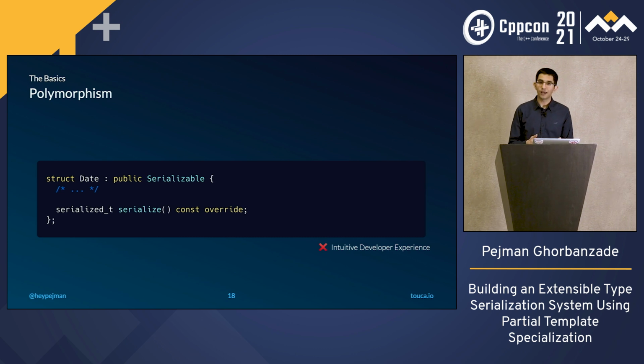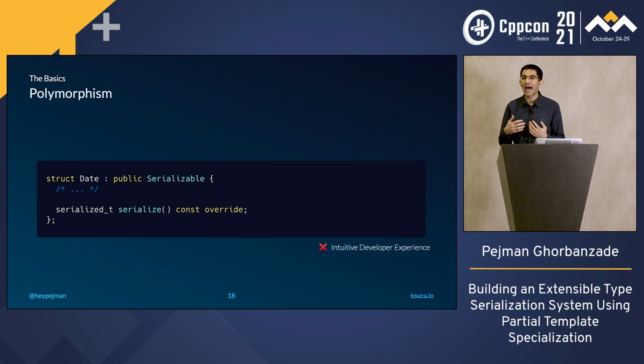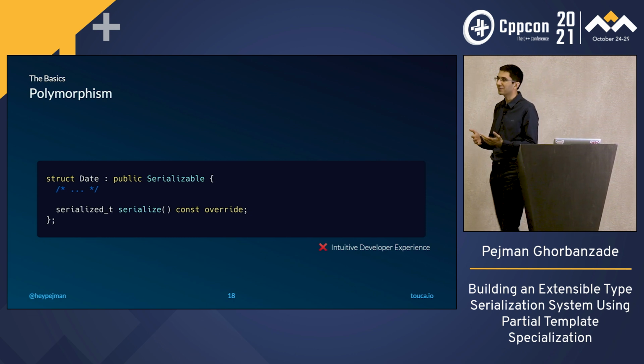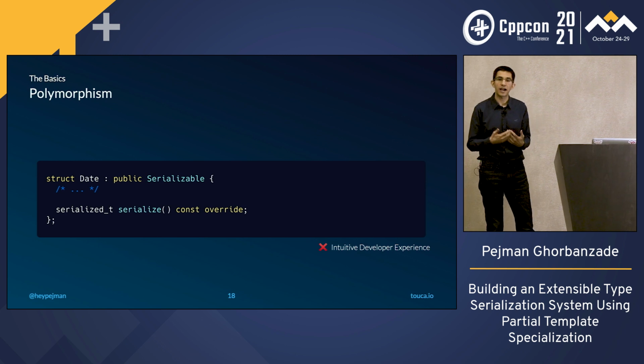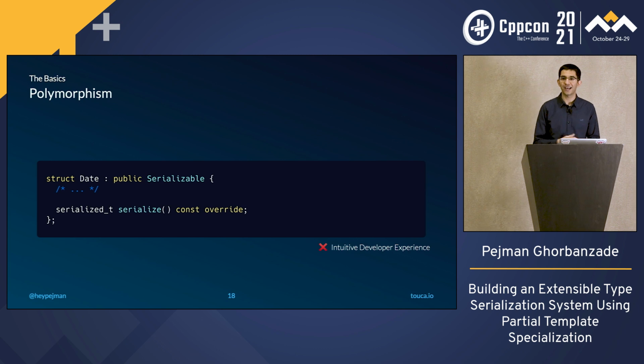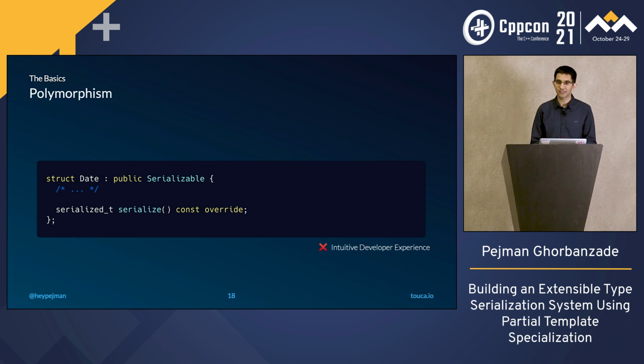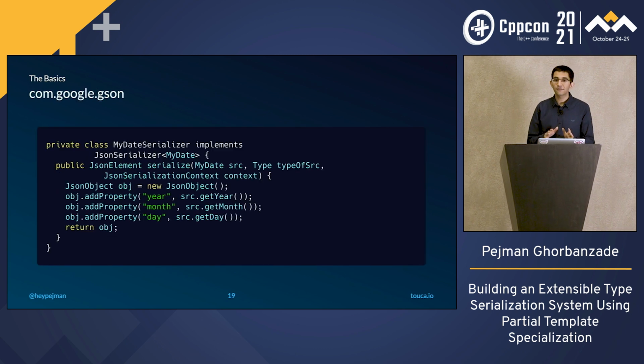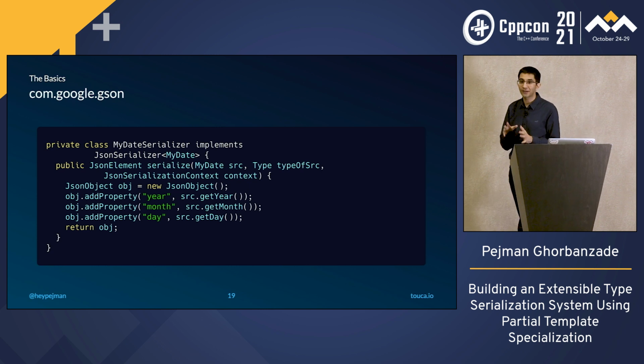The problem here is that this is asking for too much, especially for C++. No one is going to use our library if we ask them to derive from this interface and implement this function. We might get away with this approach in other languages.